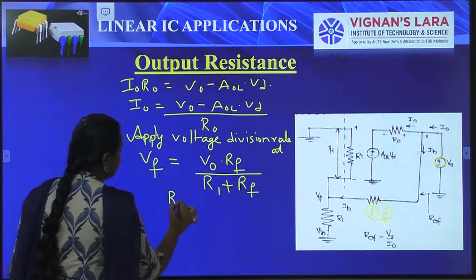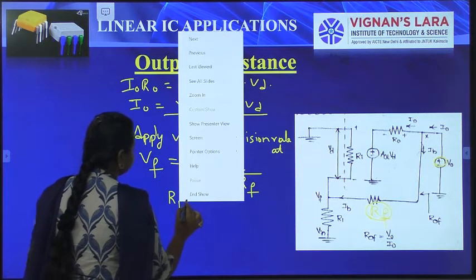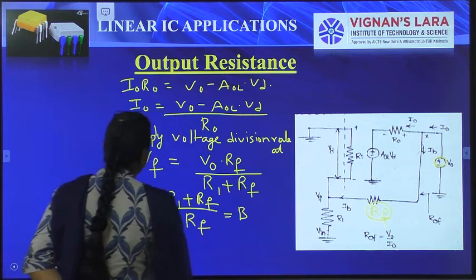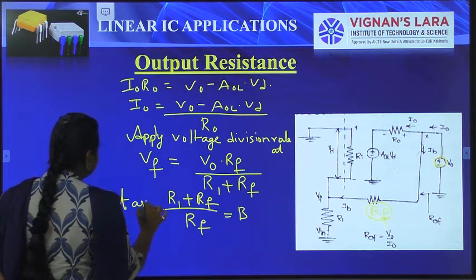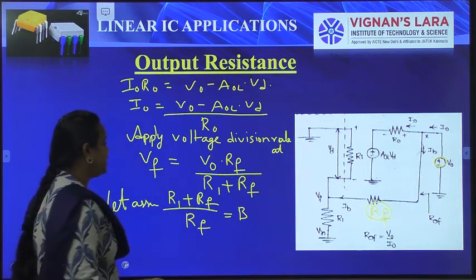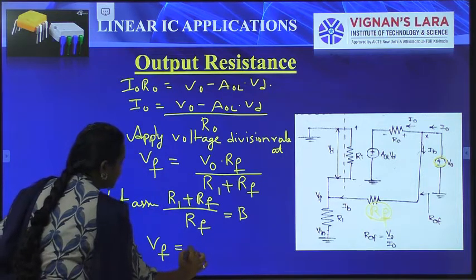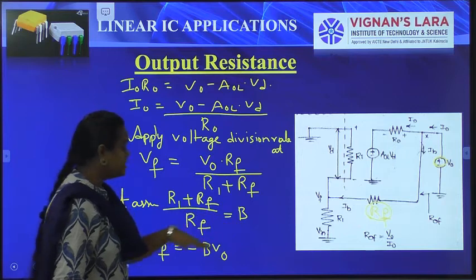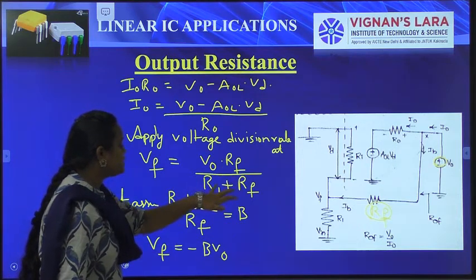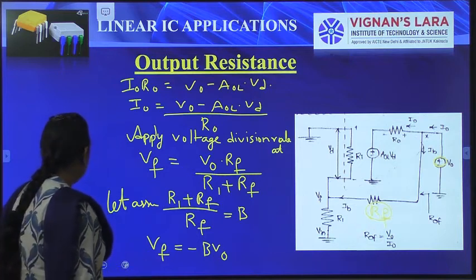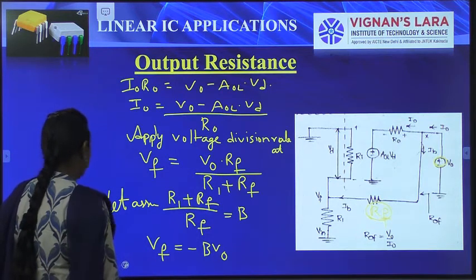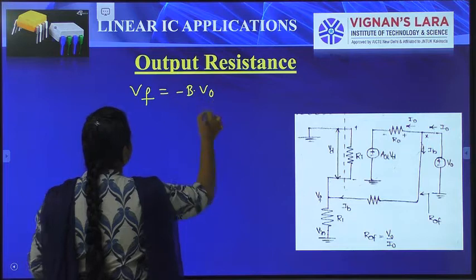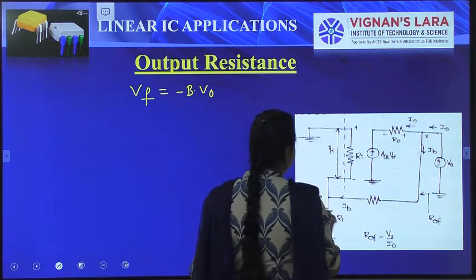So let us assume RF by R1 plus RF is equal to beta. So we can write the VF term as beta into V0, with a minus sign. In the place of RF by R1 plus RF, we can simply write minus beta. So we get VF equals minus beta V0. So here V0 and VF and VD are the same.